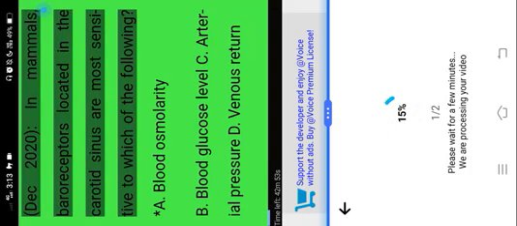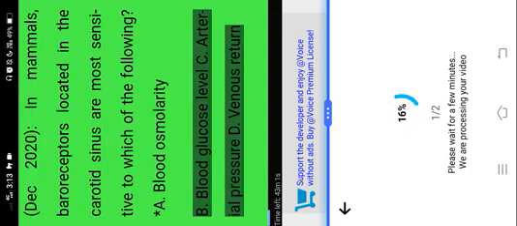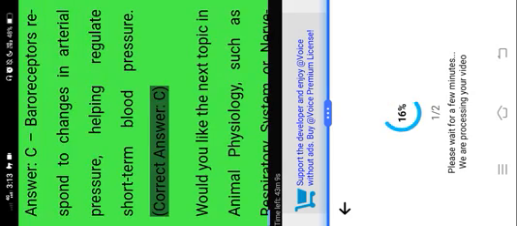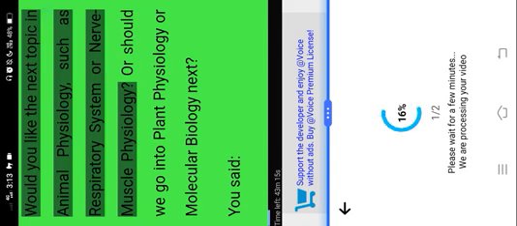Correct answer: D. December 2020: in mammals, baroreceptors located in the carotid sinus are most sensitive to which of the following? A. Blood osmolarity. B. Blood glucose level. C. Arterial pressure. D. Venous return. Answer: C. Baroreceptors respond to changes in arterial pressure, helping regulate short-term blood pressure. Correct answer: C.